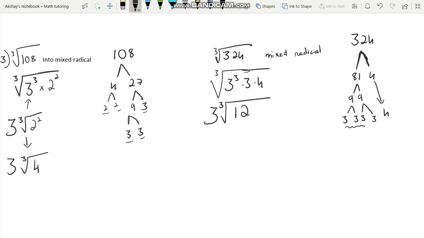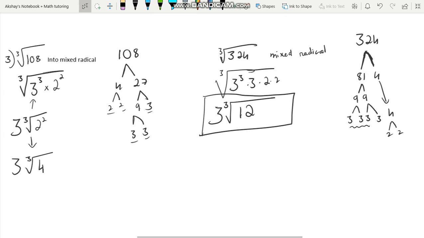And if I want to simplify 4, of course, it would have been 2 and 2. Sorry, I forgot to do that. So 2 and 2. But as you can see, we don't have three of the same number, so we cannot take out any number. So our answer would be 3 cube root 12. So that was radicals.